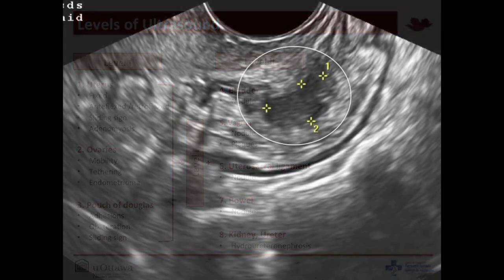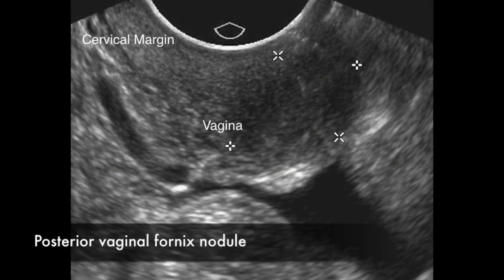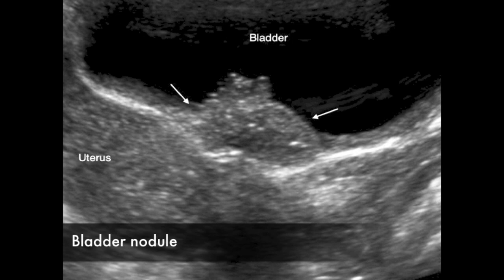Here we see an endometriotic nodule appearing as a hypoechoic lesion involving the anterior wall of rectosigmoid. A similar hypoechoic endometriotic lesion is seen involving the posterior vaginal fornix. Anteriorly, endometriotic nodules can be seen involving the full thickness of bladder wall, including mucosa.